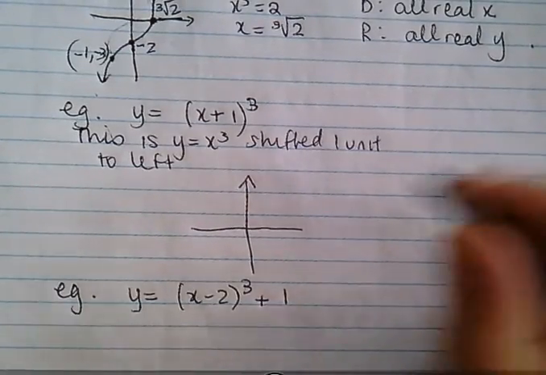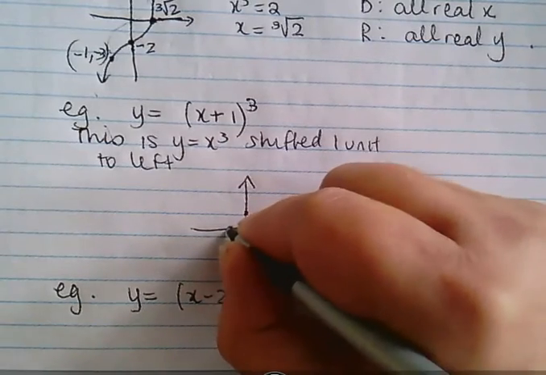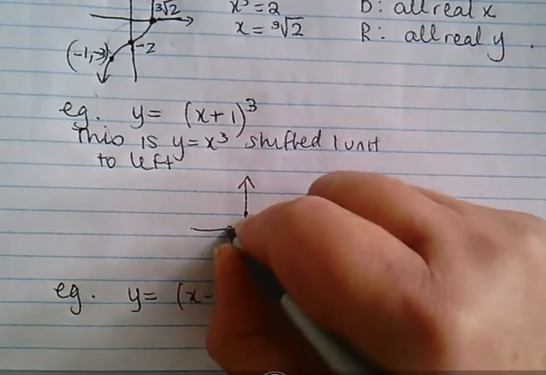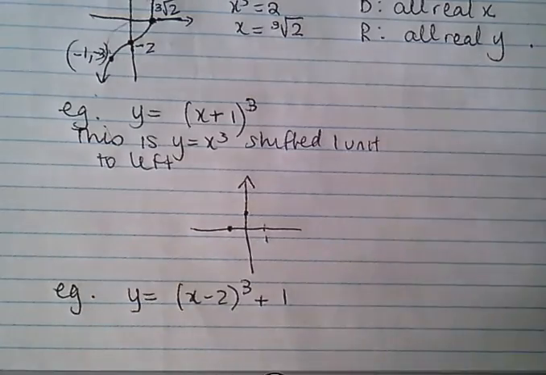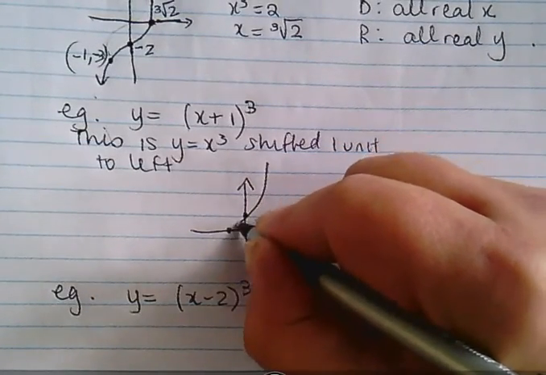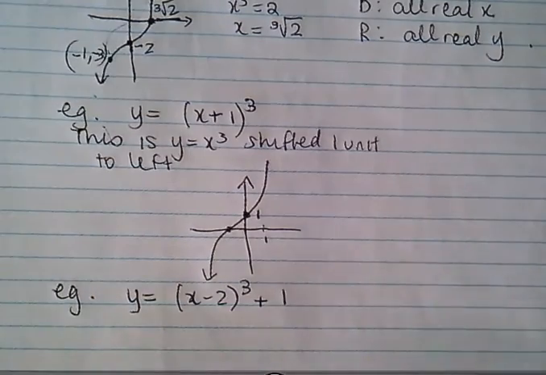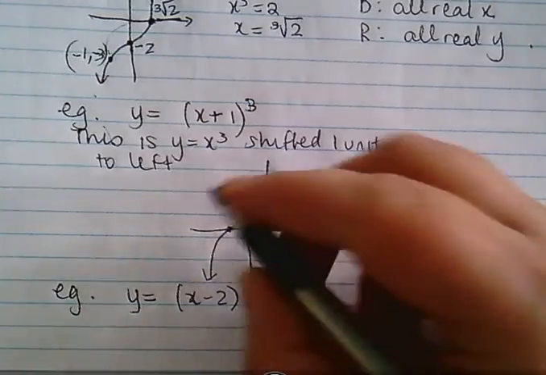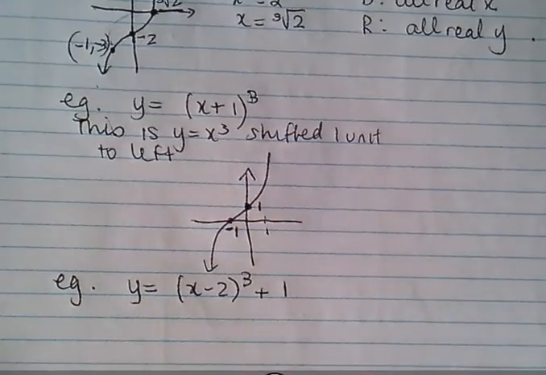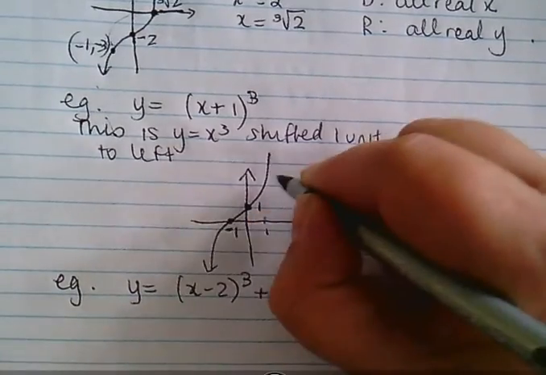When x is 0, what's y? 1. When x is negative 1, it's 0. What about when x is 1? 8. Y is 8, so it goes like that and down. So I'm going to put this point in, it's 1, because when x is 0, y is 1. The curvy bit, the inflection bit, is at x is negative 1.